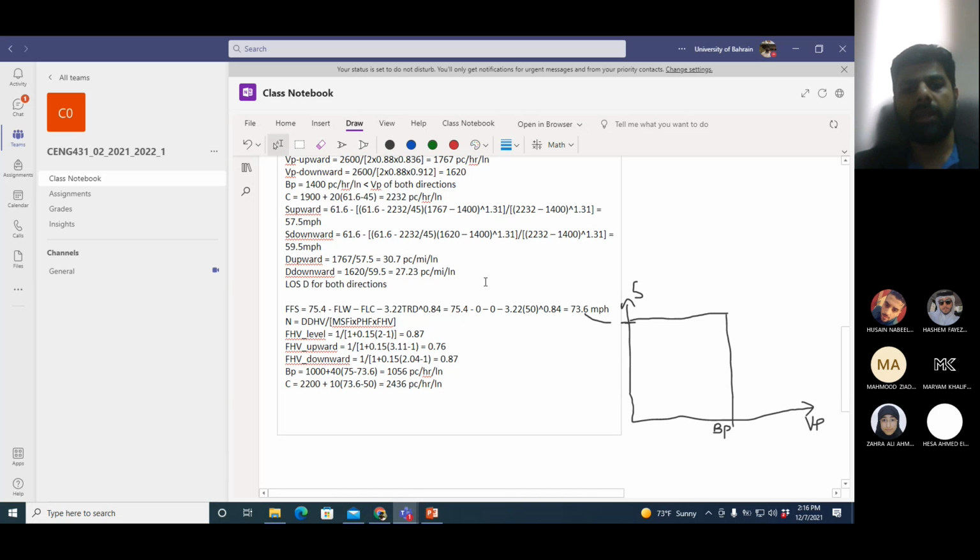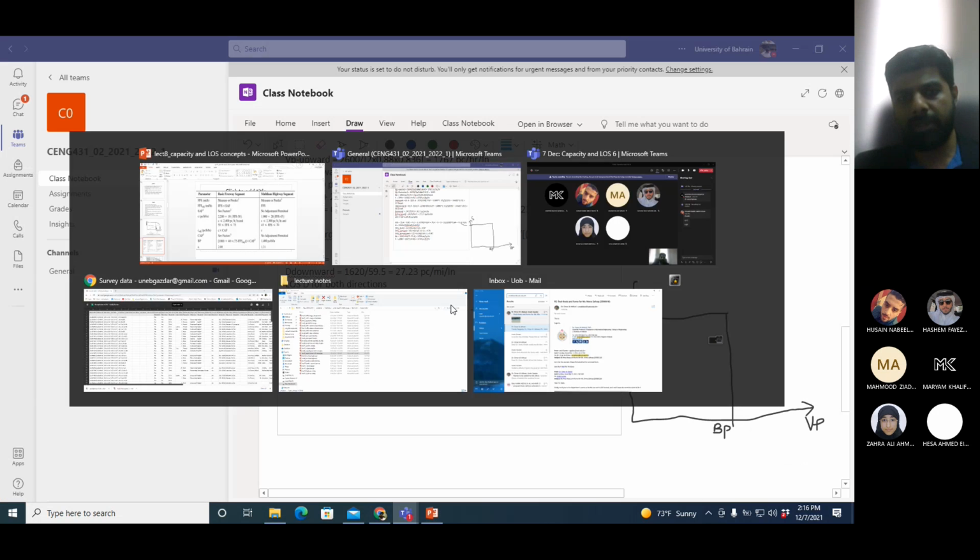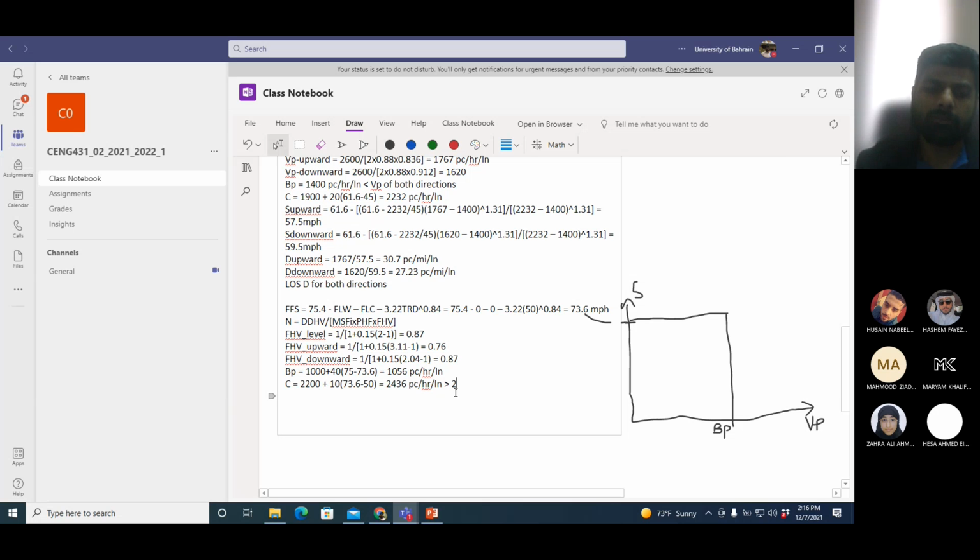Okay, now I have a maximum limit here, that whatever value you are calculating should not be more than 2400. The value which you have just calculated is more than 2400. So that means I have to take this value. I'll discard the value from the equation. So C equals 2400 passenger cars per hour per lane. Whenever you exceed the maximum value, you will discard it and take the maximum as it is.